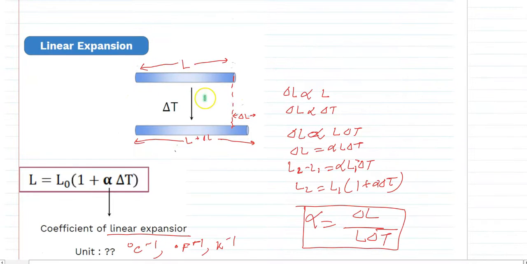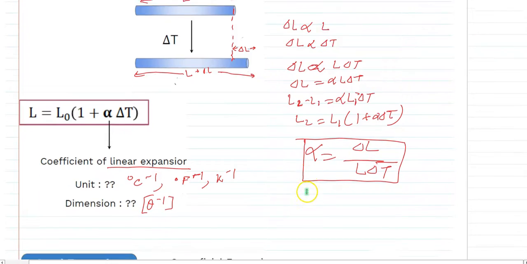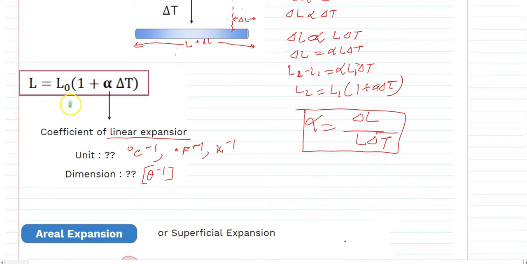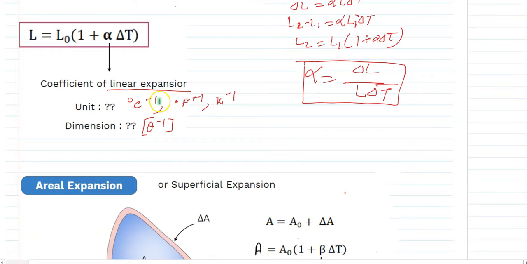For linear expansion, the increase in length is proportional to the initial length and proportional to the increase in temperature. From that we get L2 minus L1 equals alpha L1 delta T. Alpha is called the coefficient of thermal expansion. L equals L naught into 1 plus alpha delta T, where L naught is the length at initial temperature, and L is the length at a temperature which is delta T higher than the initial temperature. This is called the coefficient of linear expansion.